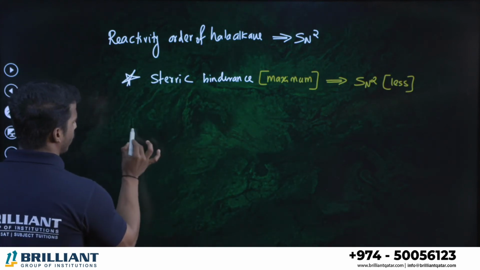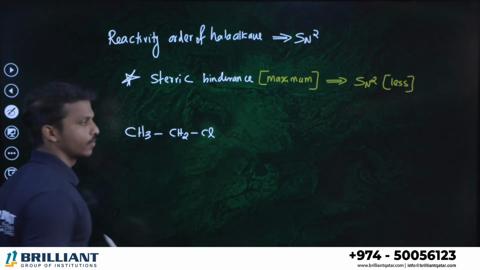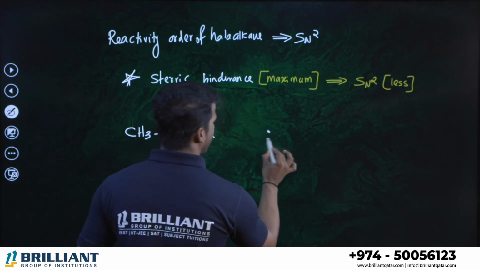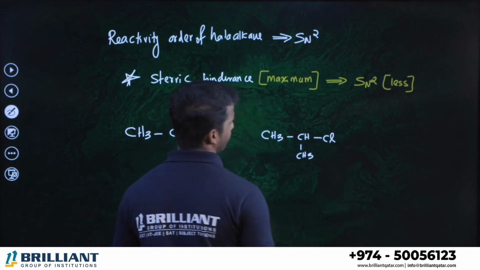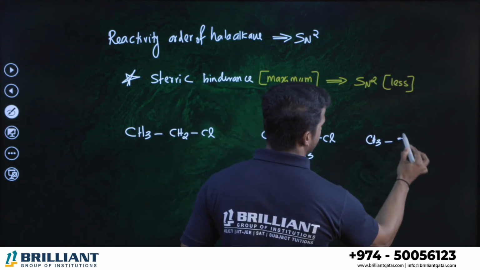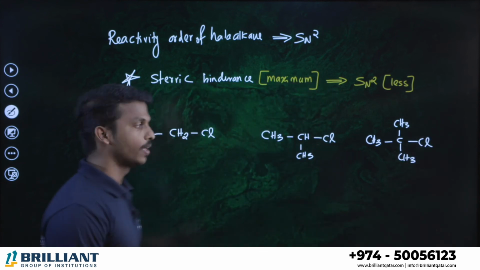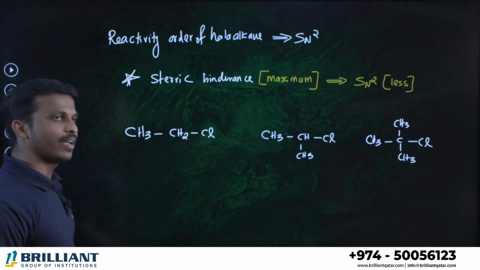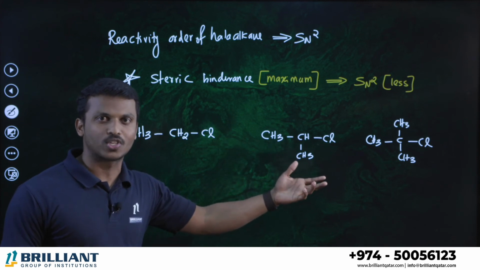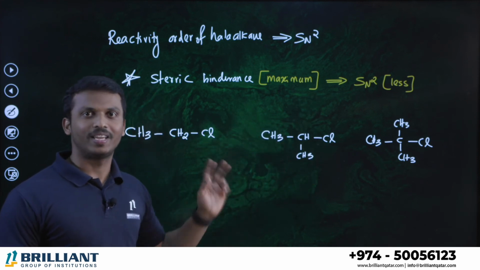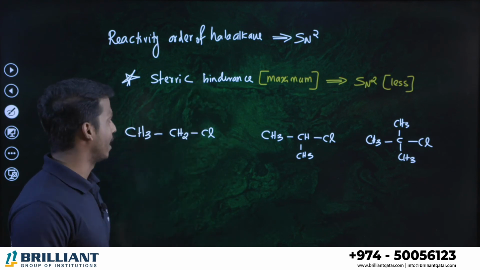Listen all of you, I'm taking one of the compounds, CH3CH2Cl. Another one, CH3CHCH3Cl. The other one, CH3C(CH3)(CH3)Cl. These are the three systems I'm giving. If it were the SN1 mechanism, we would simply remove this chlorine, make the carbocation, and see which carbocation is more stable and can undergo reaction faster. But here the reason is not stability of carbocation. It is steric hindrance.